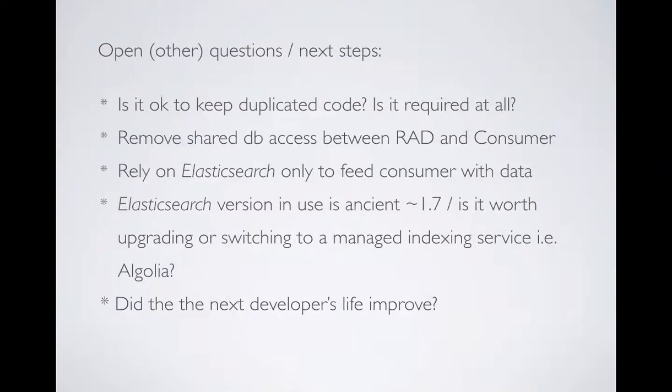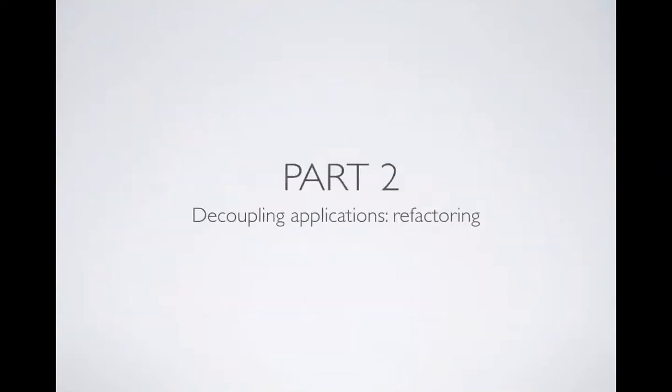It doesn't look right. And this other thing is kind of weird to understand, but believe me, the Elasticsearch version we have in production is quite ancient, and it might sound easy just to go and upgrade it. Well, it was not, but it was one of the questions. Is it worth trying to upgrade it or switching to a managed indexing service such as Algolia? And finally, did the next developer's life improve? To be fair, we don't think it did, but we had a chance to work on it again, and that's why we have the second part, which is about the refactoring.